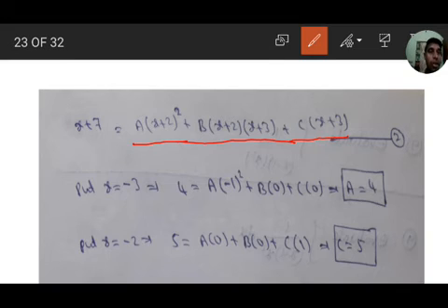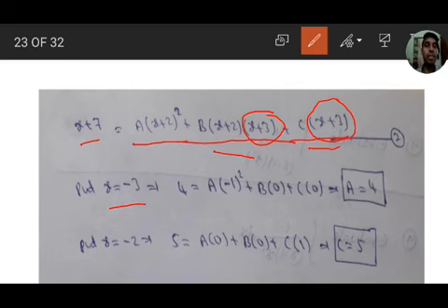To get the a value, b and c must be 0. The common factor is x+3, so put x = −3. Substitute x = −3 on both sides. On the left, −3+7 is 4. A into (−3+2), which is −1, so A(−1)². B is 0 and C is 0. (−1)² means 1, so A into 1, so A = 4.